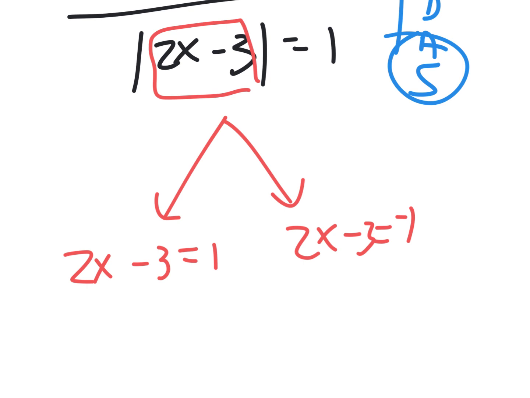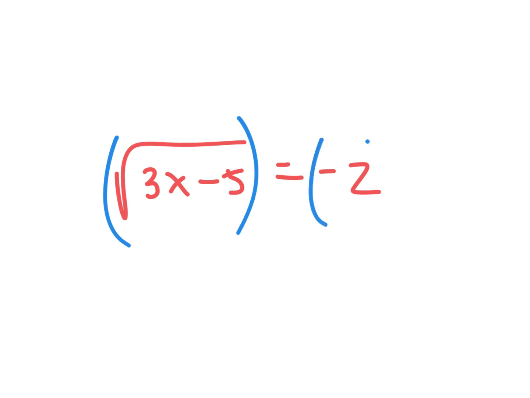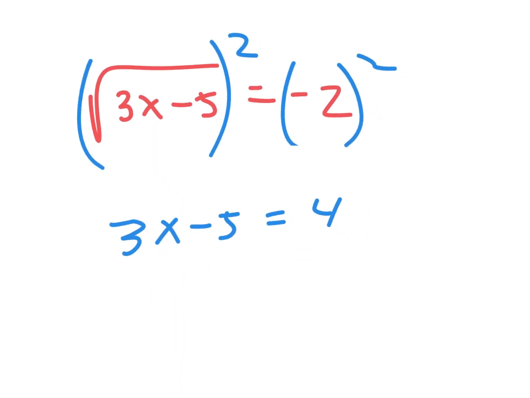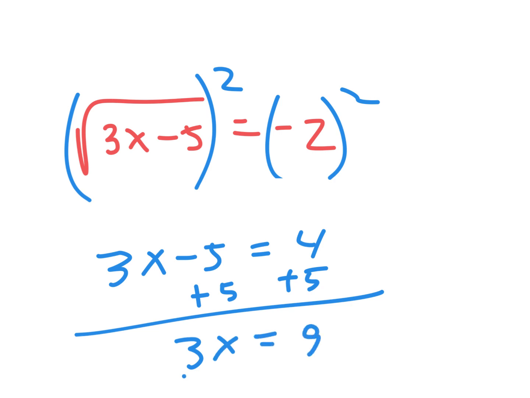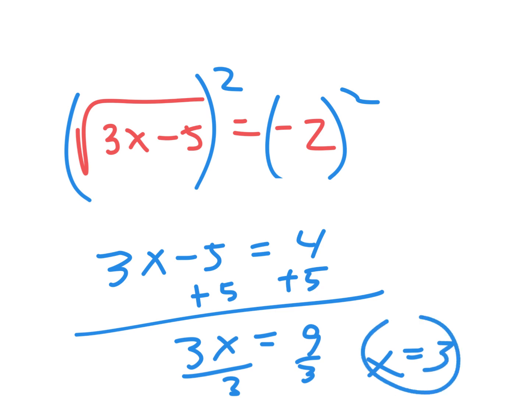Now, last but not least, what if you've got a square root? You can do a problem like this perfectly. Square both sides and get rid of the square root that way. Negative 2 squared is 4. And then add 5 to both sides. And then divide by 3, divide by 3. X equals 3. And it seems perfect.